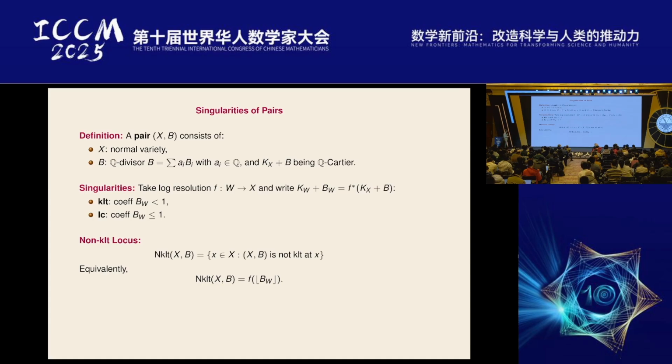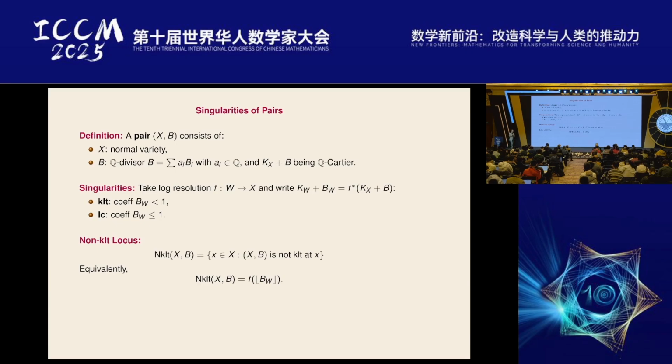And I'm going to just formally say that if all the coefficients are strictly less than 1, we have KLT, or Kawamata log terminal, singularities. If you have coefficients less than or equal to 1, you have log canonical, or LC. Of course, the difference is like a very tiny thing, but in reality, there is a huge gap between these two categories of singularities.